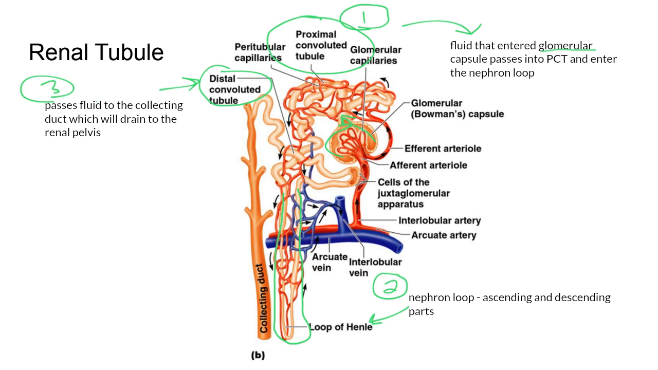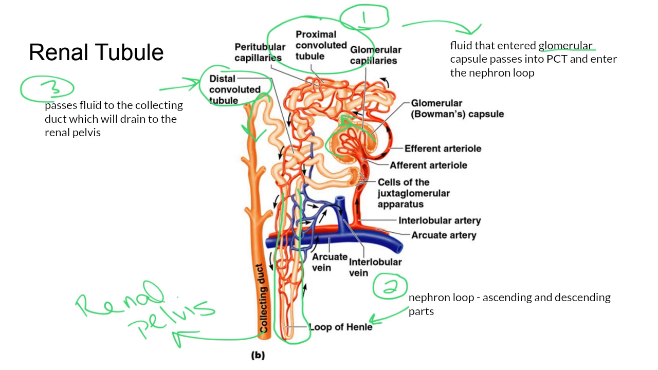So the distal convoluted tubule is going to pass the fluid onto the collecting duct. The collecting ducts will drain. So you can see your distal convoluted tubule coming here into the collecting ducts. Those collecting ducts eventually end up in the renal pelvis. And if you remember from before, the renal pelvis was that area of the kidney that would drain down into the ureters.